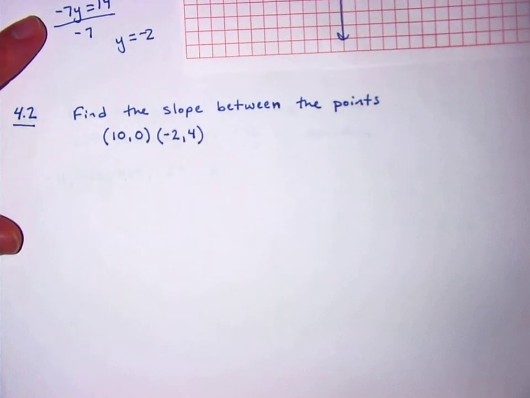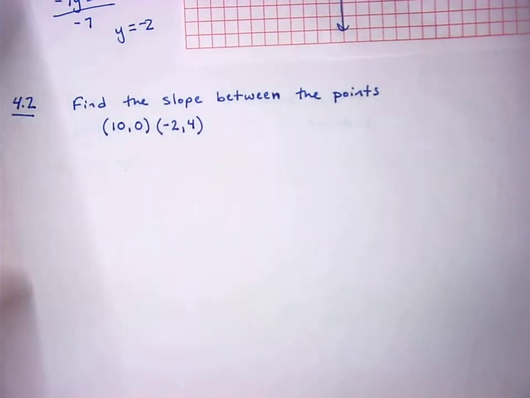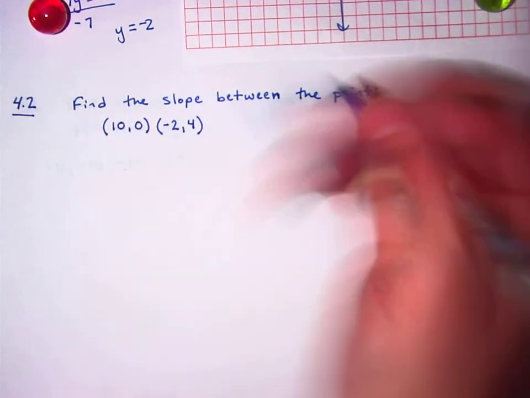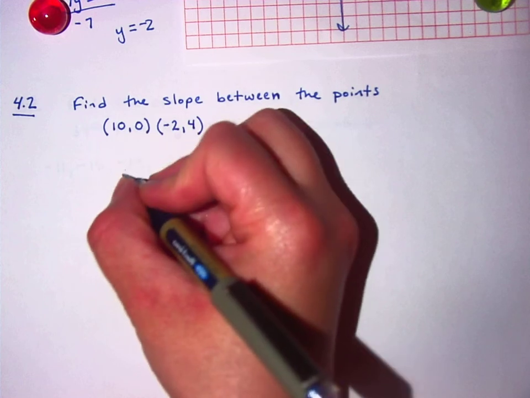All right, here comes 4.2. This one's not too bad. Find the slope between the points. Pause the video. Make sure you try it first. All right, here we go.